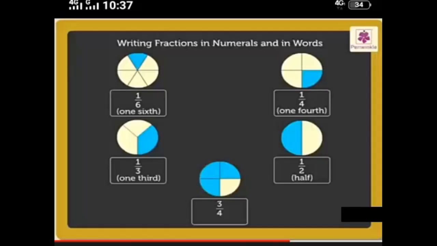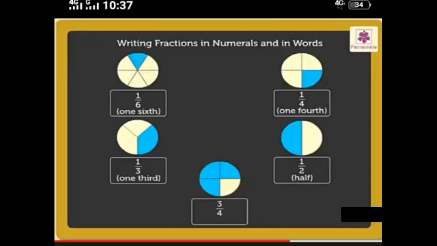Next one is another circle cut into 2 equal pieces. That one piece is colored and the other piece is the unshaded portion. Okay. What is the fraction? 1 by 2. What is the correct name of 1 by 2? Half.